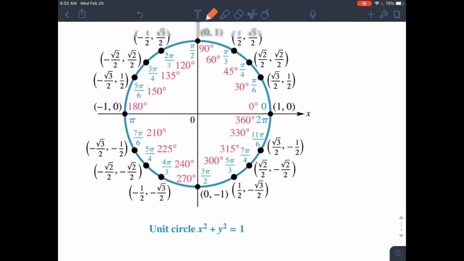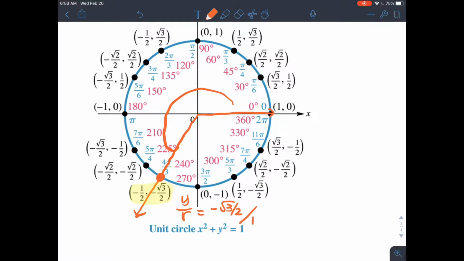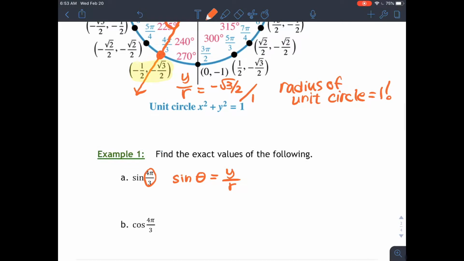So if I go up to my unit circle, this condenses a lot of information in one place. If I find my point that would be on the terminal side of an angle that's 4 pi over 3 radians, the point on the terminal side would have those coordinates right there. If I take my y coordinate, which is negative square root 3 over 2, and remember that the radius on this unit circle is 1, that's kind of what makes it so handy. So my r value is going to be 1, so y divided by r is just negative square root 3 over 2 over 1, or just your y coordinate, negative square root 3 over 2. So it can save you a lot of work using the unit circle.